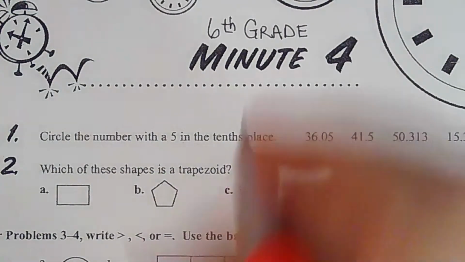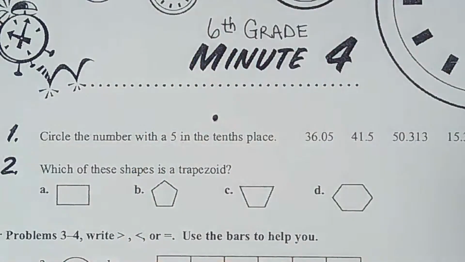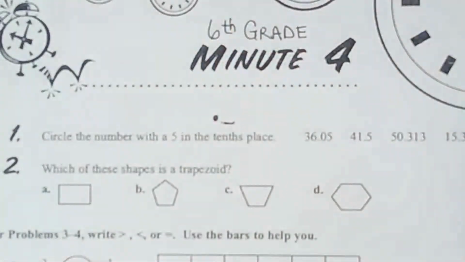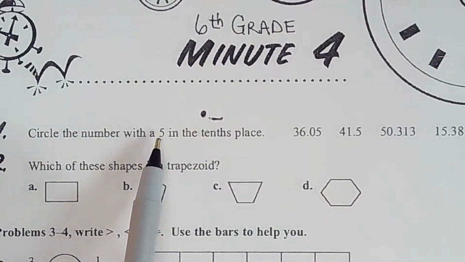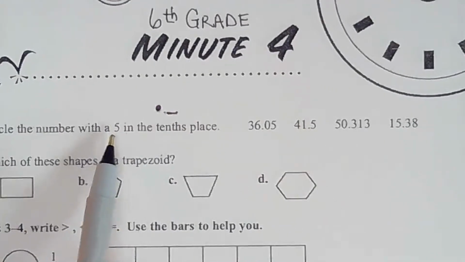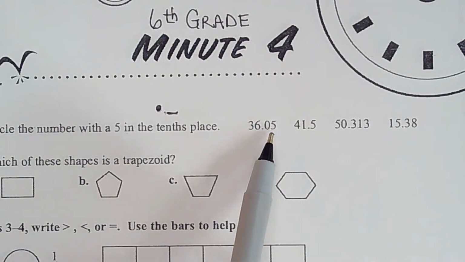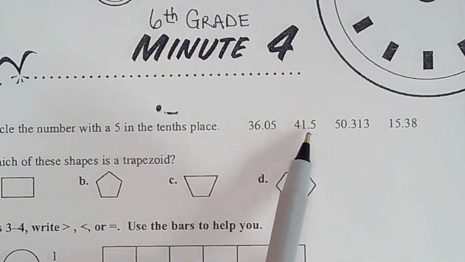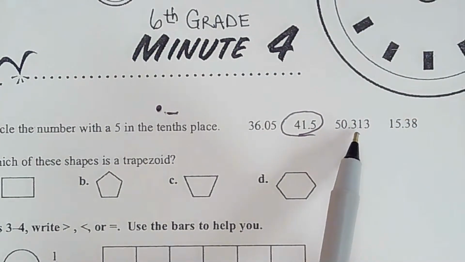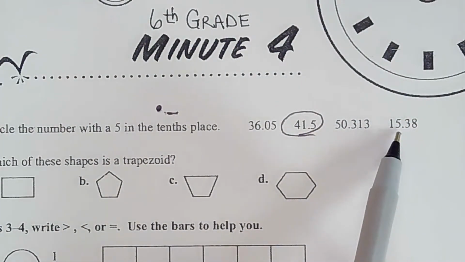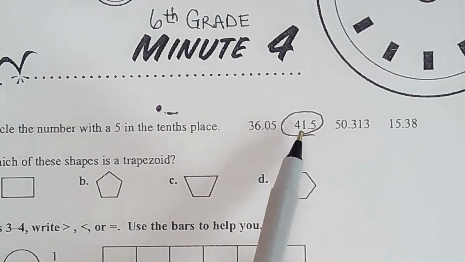So the tenths place, if you're thinking about where your decimal is, the tenths place is directly after the decimal. And we're looking for a 5 right after the decimal. So if you're looking over here, that 5 is in the hundredths place. This is in the tenths place. That 5 is in the tens place, and this 5 is in the ones. So this would be the only correct answer for number 1.